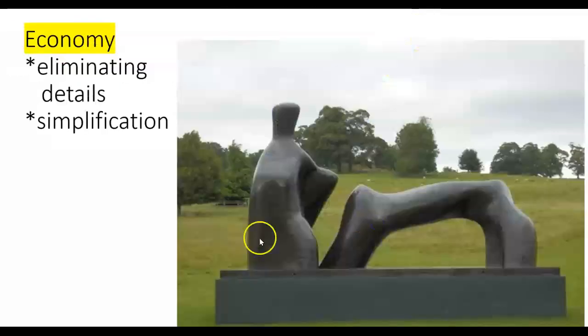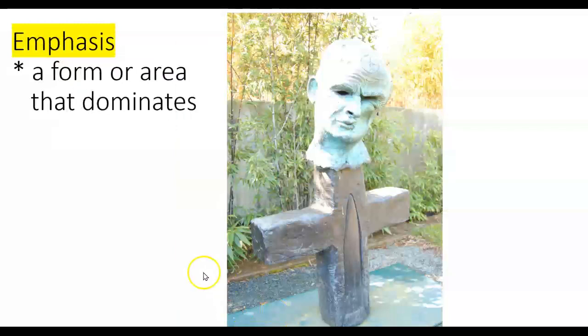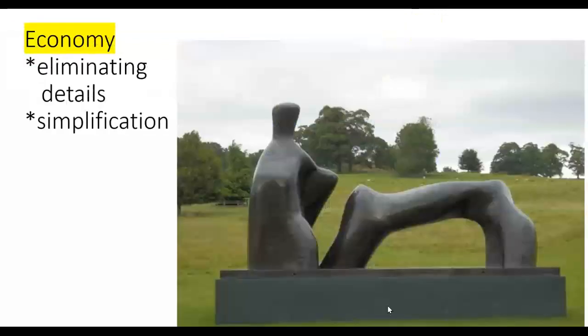We can talk about emphasis. Emphasis, a form or area that dominates. In this case, this head up here is kind of the most, it attracts the most attention. It's got like a target on there. It's got the darkest areas with these cavities for the eyes. Also, we as humans are drawn to the human form. So we're always going to try and make eye contact with a human. Anyway, there's a lot of reasons why that form dominates.